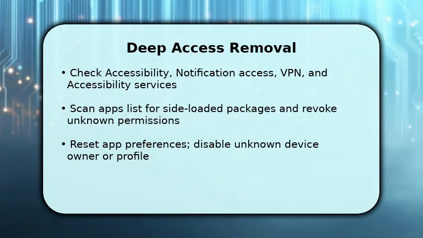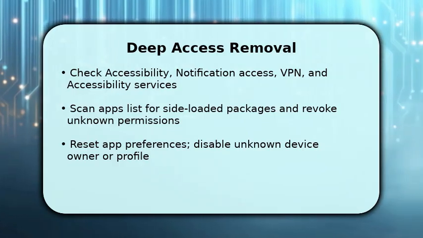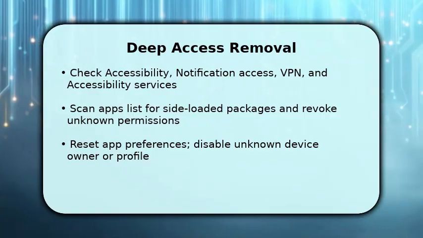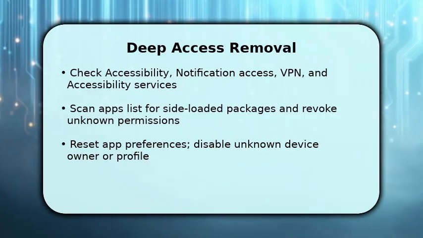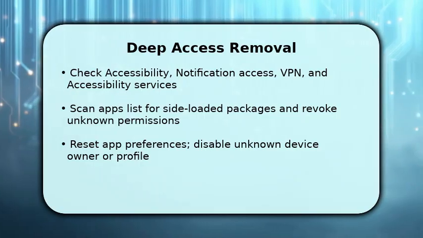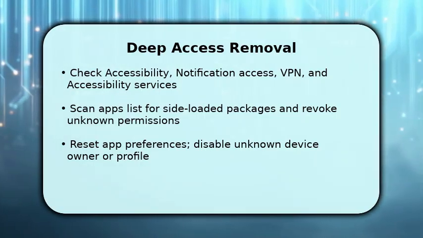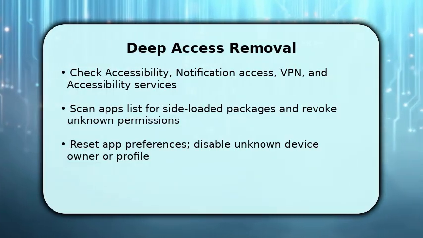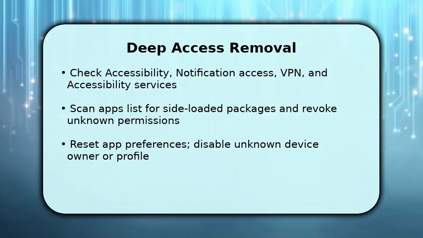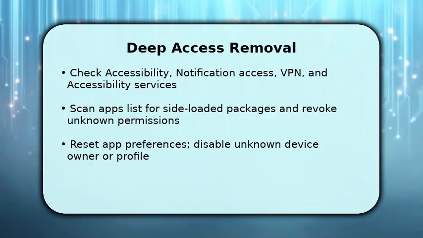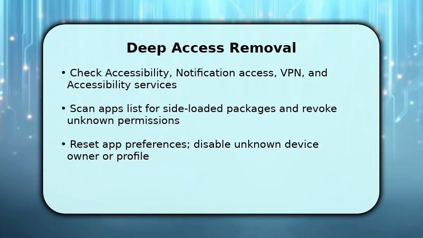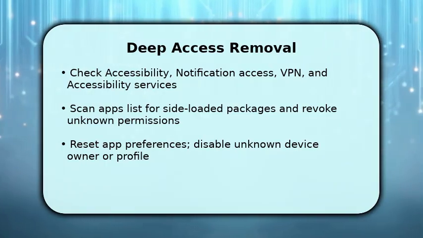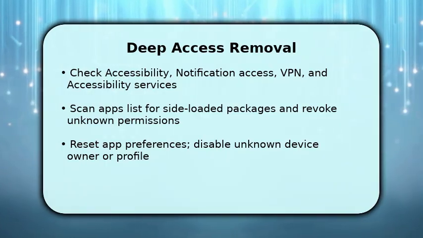Inspect accessibility and notification access for apps that can control the screen, and revoke any you don't recognize. Review VPN and always-on VPN settings and disconnect unknown entries. Use settings to view installed apps, filter by permissions, and uninstall side-loaded packages. If an app is device owner or managed profile, remove the profile or factory reset as required. These steps close covert channels and stop background services from restarting remote access.